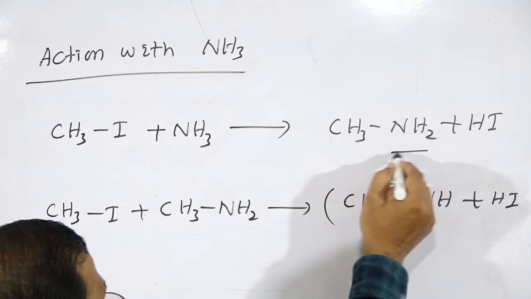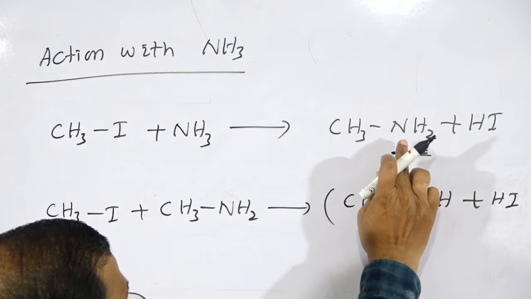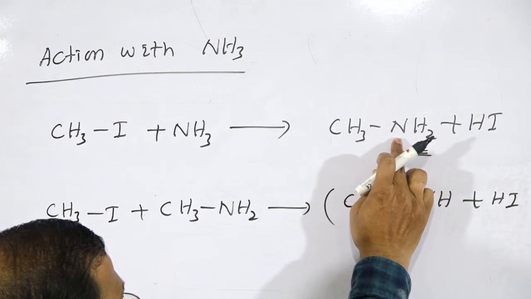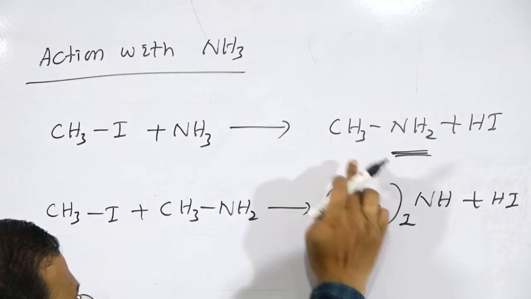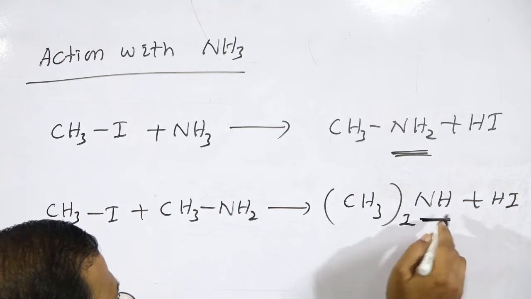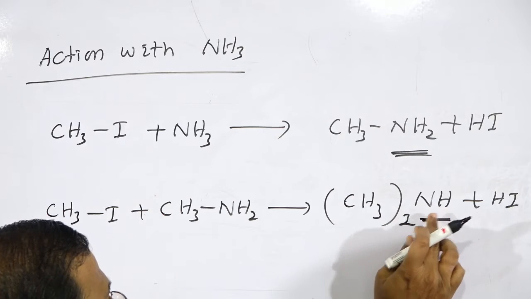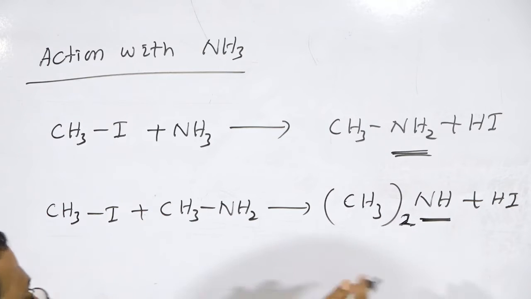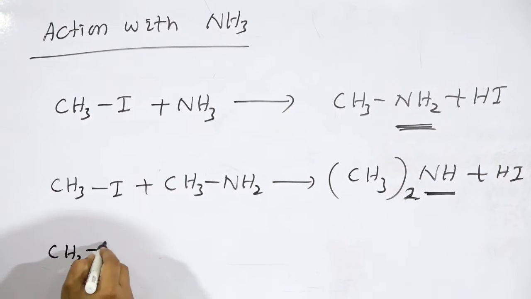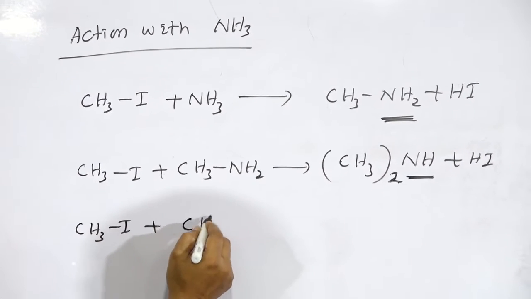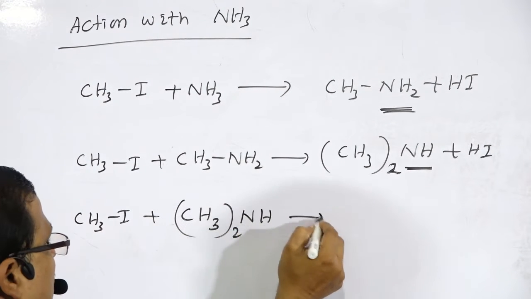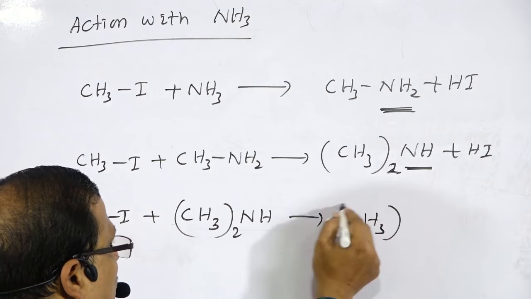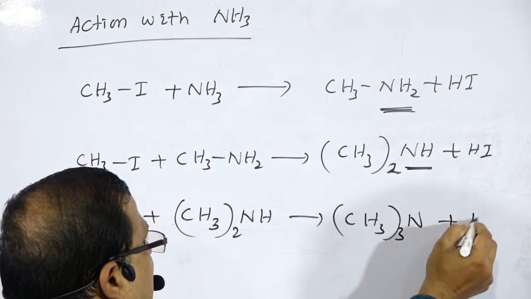Why is the first one treated as a primary amine? Because one hydrogen atom of ammonia is replaced by one alkyl group. In this case, two hydrogen atoms of ammonia, NH3, have been replaced by two alkyl groups. And again, CH3I, methyl iodide, reacts with (CH3)2NH to form (CH3)3N plus HI.